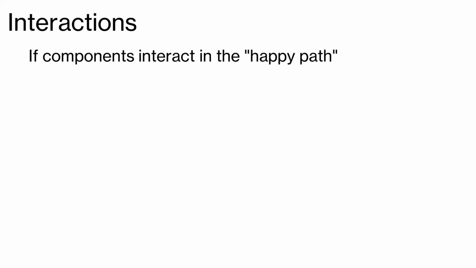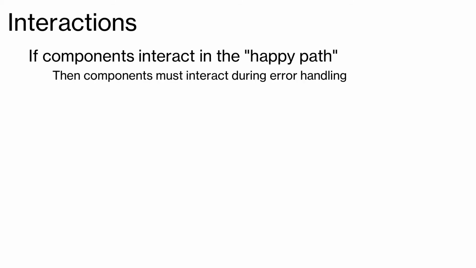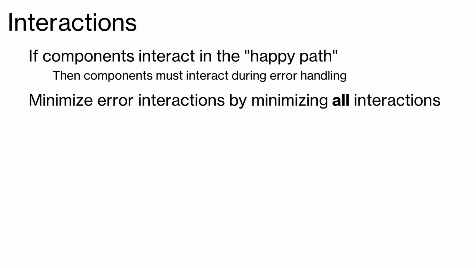So if we have a bunch of components and these have interactions in the happy path, then obviously they must have interactions in the unhappy path, which is the error handling scenario. This much should be fairly obvious. So if we want to limit the amount of interactions in the unhappy path, what do we have to do? Limit the amount of interactions in the happy path as well. Just limit the amount of interactions entirely.